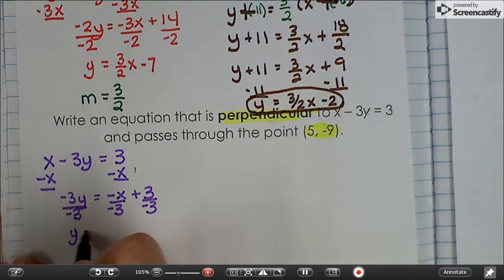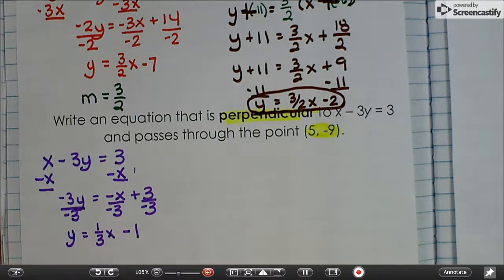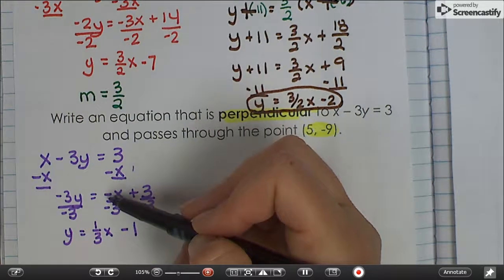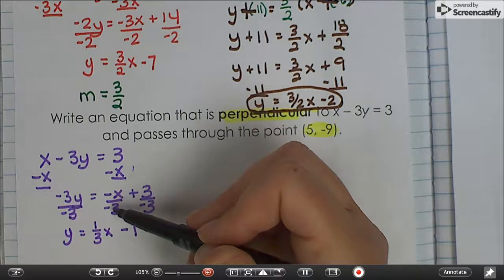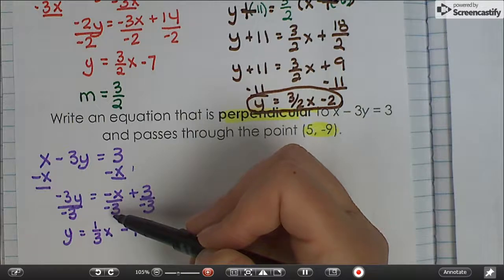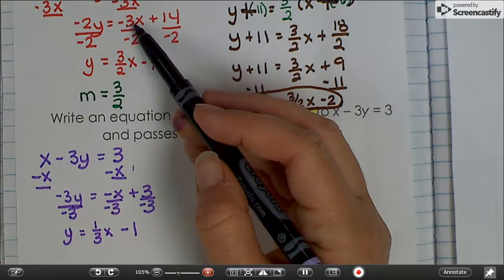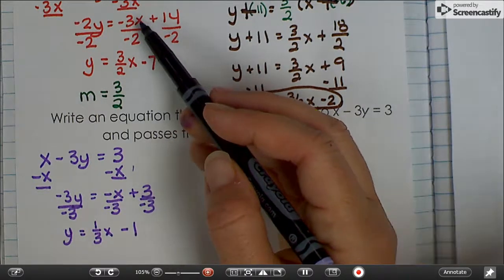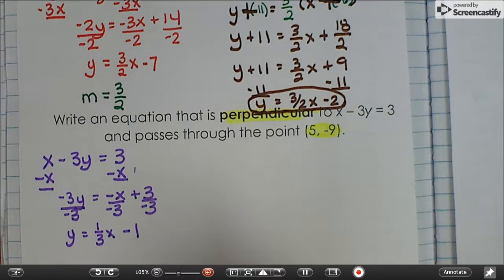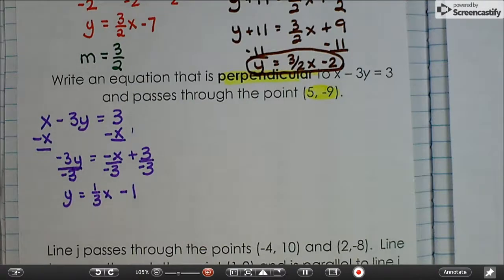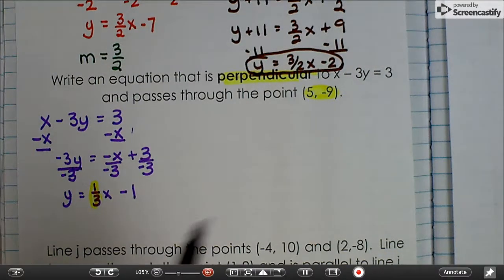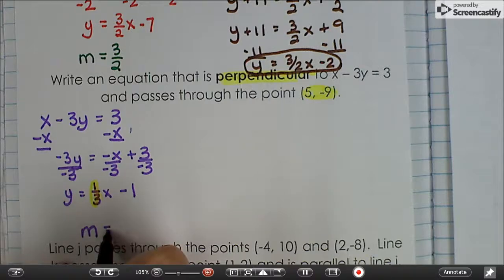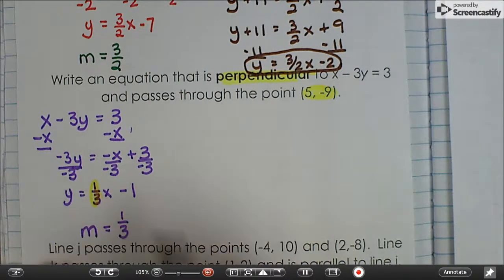So y equals 1/3 x minus 1. Note that this says -x over -3, so that changes to positive. Really, this is -1x over -3. And you can see up here, we didn't put the x on top. It's not wrong to down here, but it just doesn't look as good. So now we have the slope right there, and that's what we were looking for. The slope of the given line is 1/3.